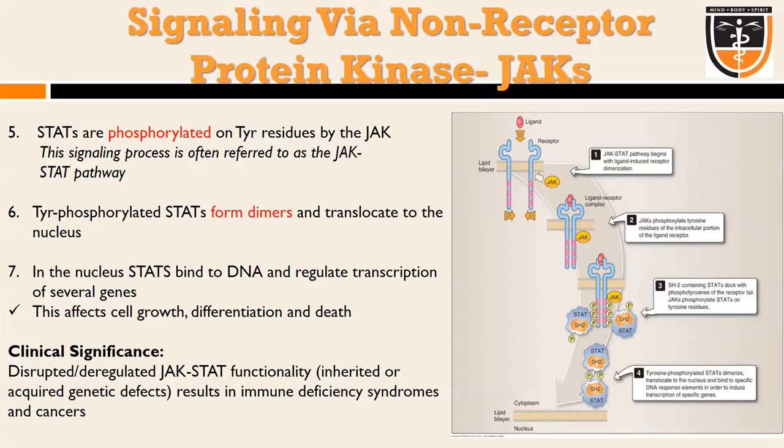Now remember, the STATs get phosphorylated. We mentioned this. And now we have STATs phosphorylated. Two STATs will bind to each other. And what they're going to do, they're going to travel all the way into the nucleus, where they're going to affect the cell transcription, DNA transcription, and everything else. So that is the process of this.